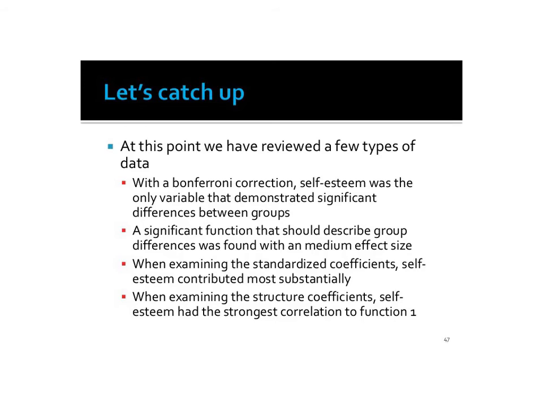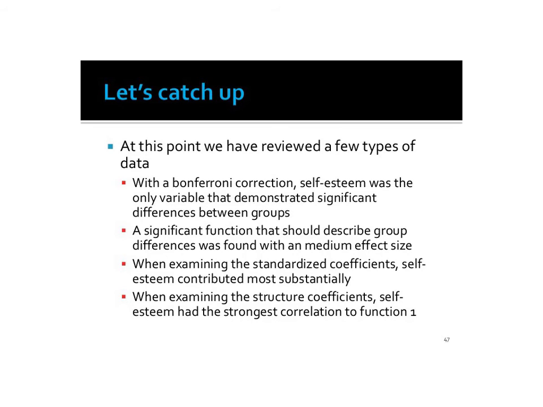At this point, we've reviewed a few types of data, and so let's sort of take it all in. With the Bonferroni correction, we know that self-esteem was the only variable that demonstrated a significant difference between groups from a univariate perspective. When we looked at the function, a significant function that should describe group differences was found with a medium effect size. So function 1 was statistically significant, and it had a partial eta squared of 19%, a medium to strong effect size.